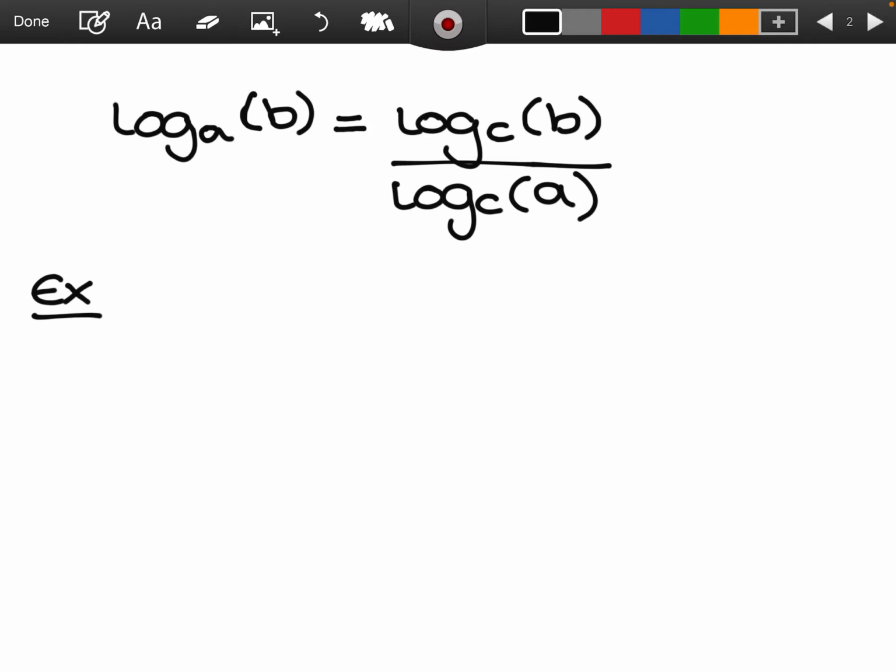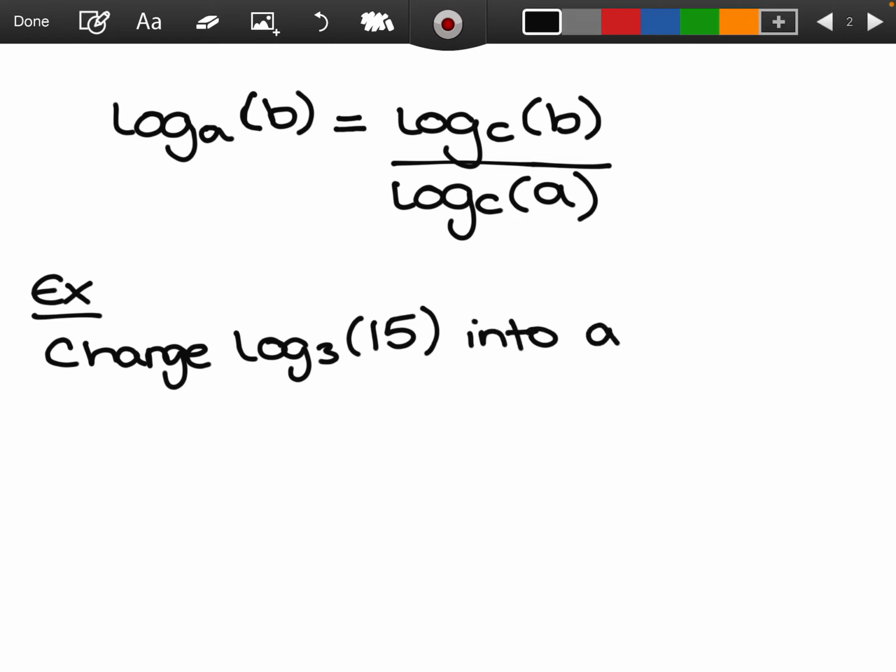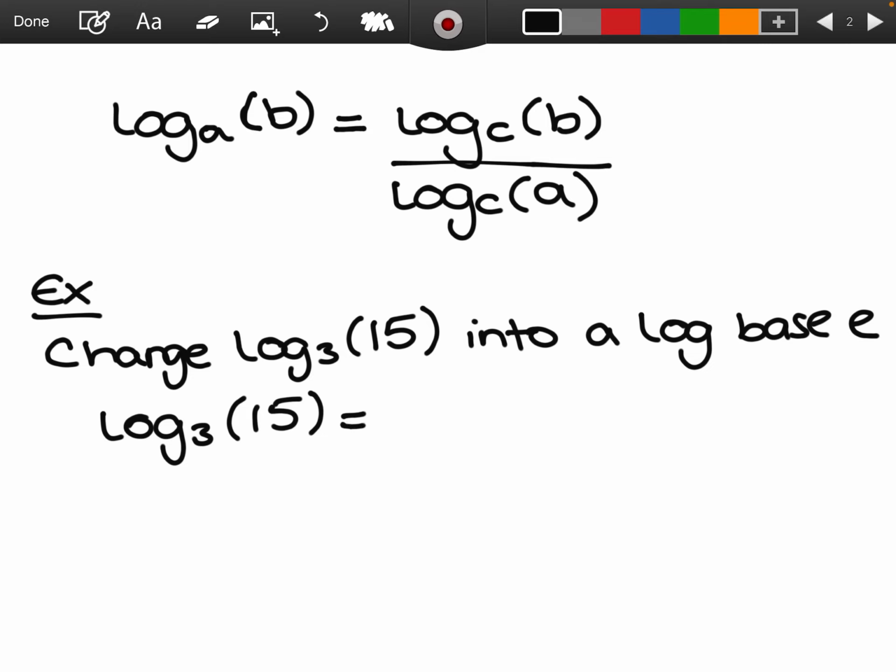So let's say I want to change log base 3 of 15 into a log with base e. Okay, so that's like saying log base 3 of 15 is equal to, using our formula here, I'm going to take c to be e.